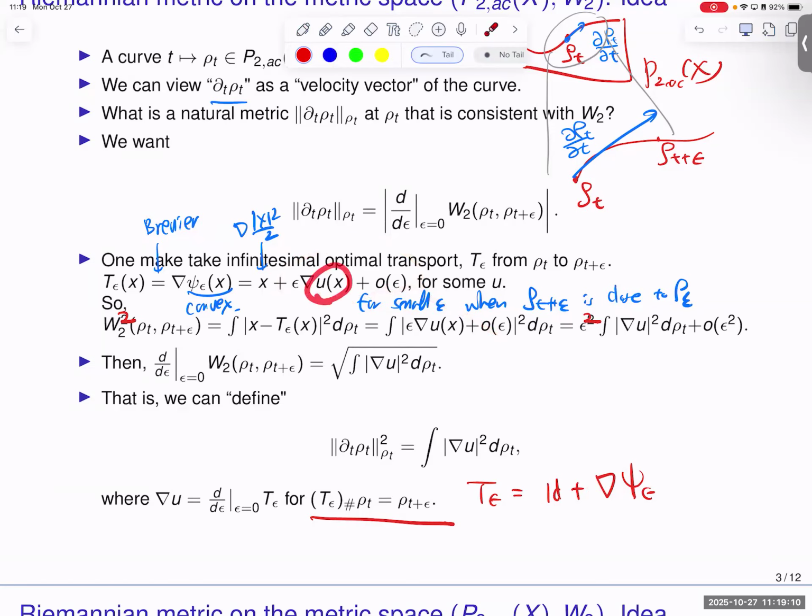U is kind of the first order term of this psi epsilon. Oh, sorry, it's not psi epsilon. Maybe I should write this phi theta epsilon. So this is like the control potential, and then U is the first order term of the control potential. All right. Very good. Thank you. Other questions?